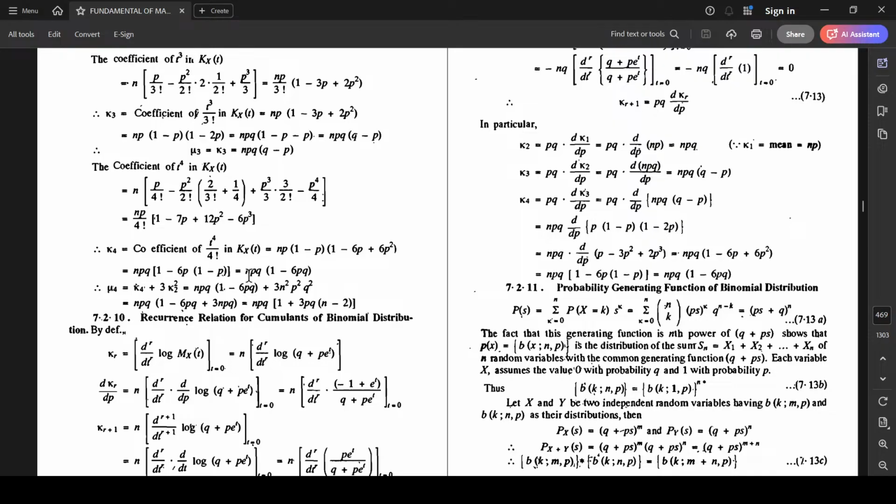Okay, we will continue with recurrence relation, moment generating function, MGF, and then Poisson distribution, recurrence for Poisson.